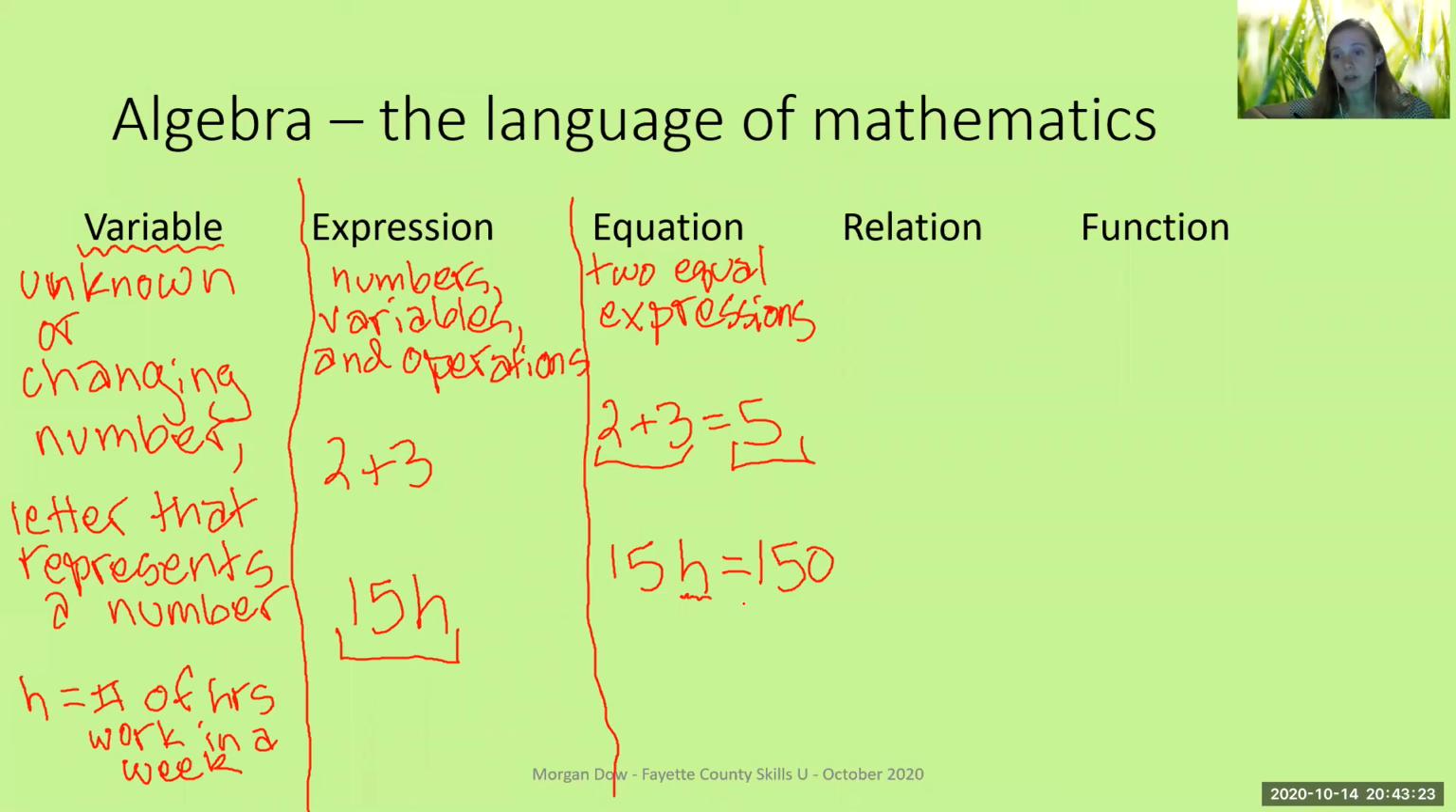And equations can also get a little more complex than that. You could have something like x squared plus 4 equals y minus 2x, something like that. You get real crazy. But it's still just a statement that these two things are equal to one another.